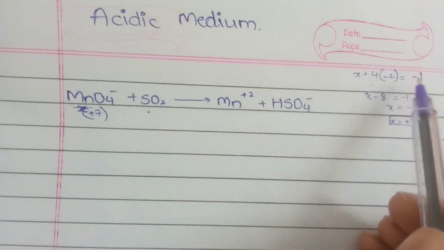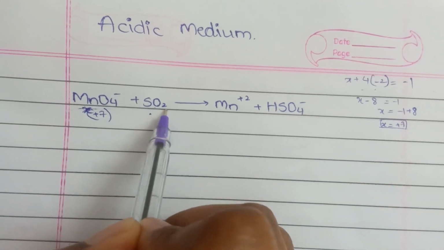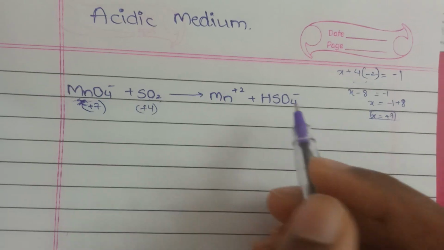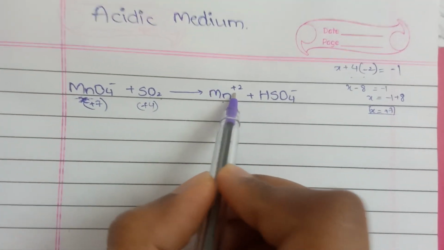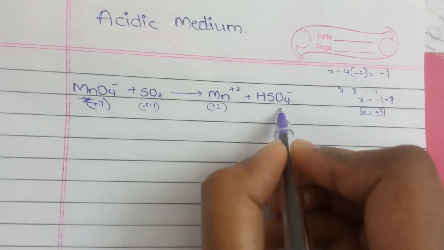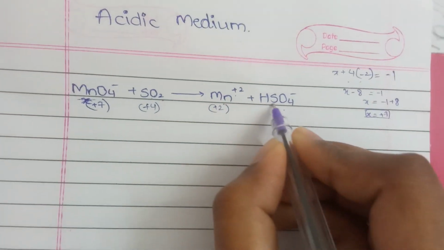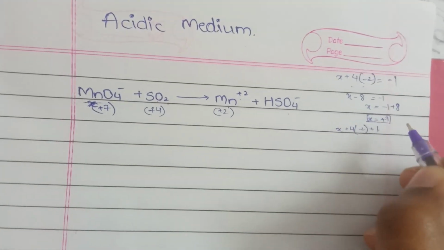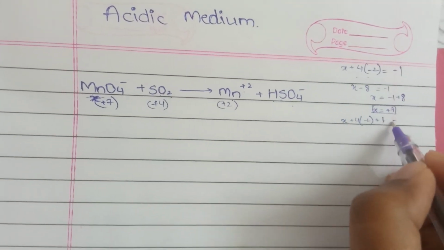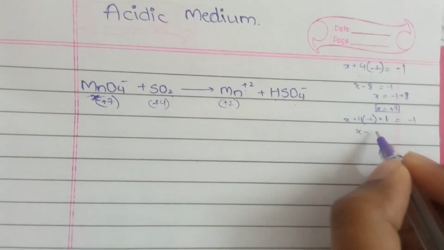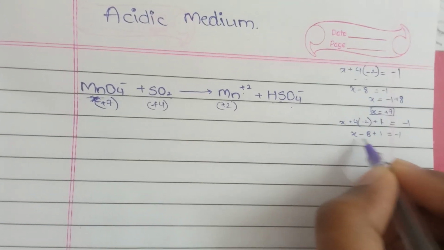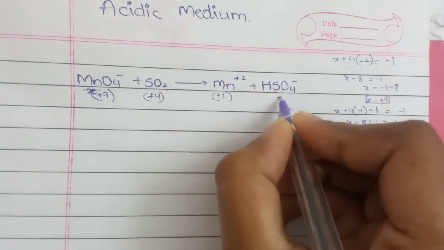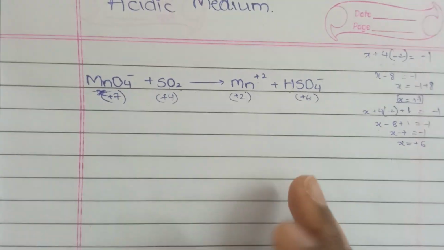Here also oxygen is minus 2 into 2, minus 4. If we transpose it, it will become plus 4. Right, and this one, for a single element its charge is only its oxidation. And here sulfur will take X plus oxygens 4 plus hydrogen is only 1, and hydrogen oxidation is plus 1, is equal to total charge minus 1. X minus 8 plus 1 is equal to minus 1. X minus 7 is equal to minus 1. X is equal to plus 6. So this oxidation state is plus 6.